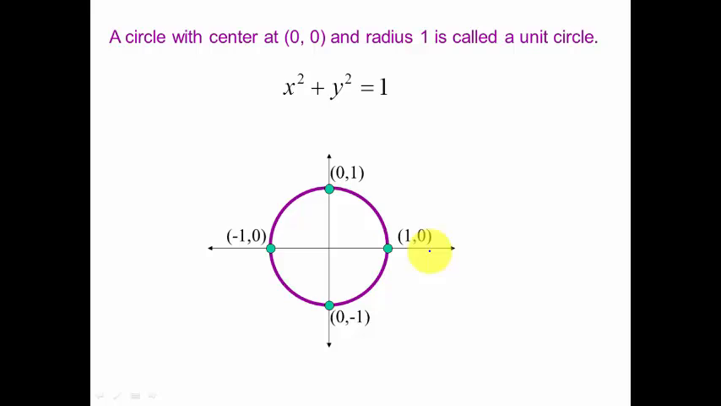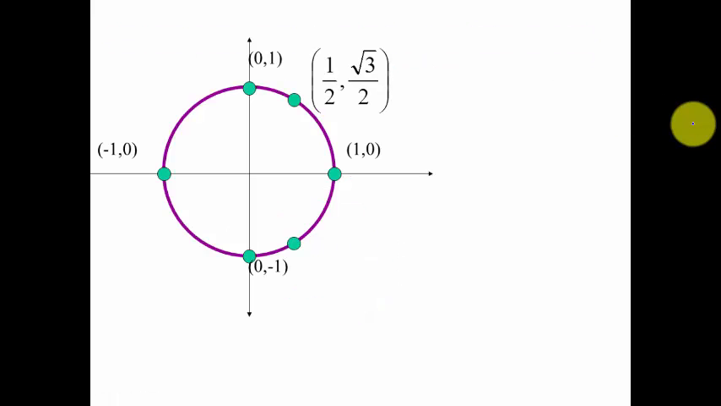And then we can get any other point on the circle if we choose an x, put it in this equation, and solve it for y. For example, if we put x equal to 1/2 and solved it, we'd get square root 3 over 2. So that's another point on our unit circle.